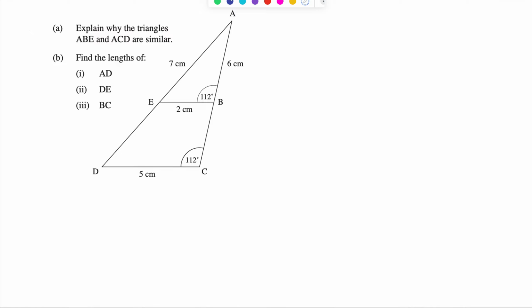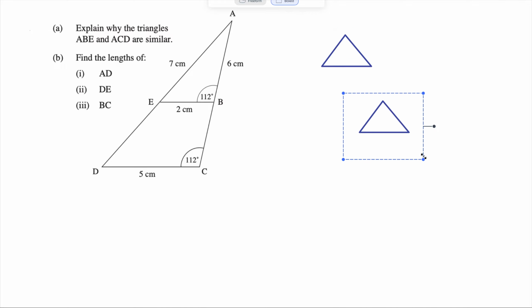In this video, we're going to take a look at similar triangles. So first thing you have to note is that similar triangles are two triangles, one is a scaled up version of the other. So here's an example. I've drawn a triangle. I'll make a copy of it and I'm going to then make it bigger.